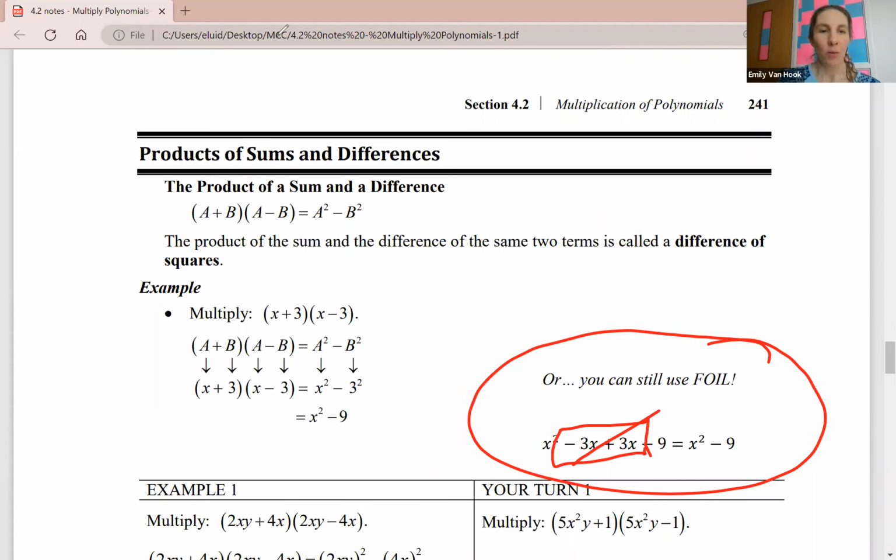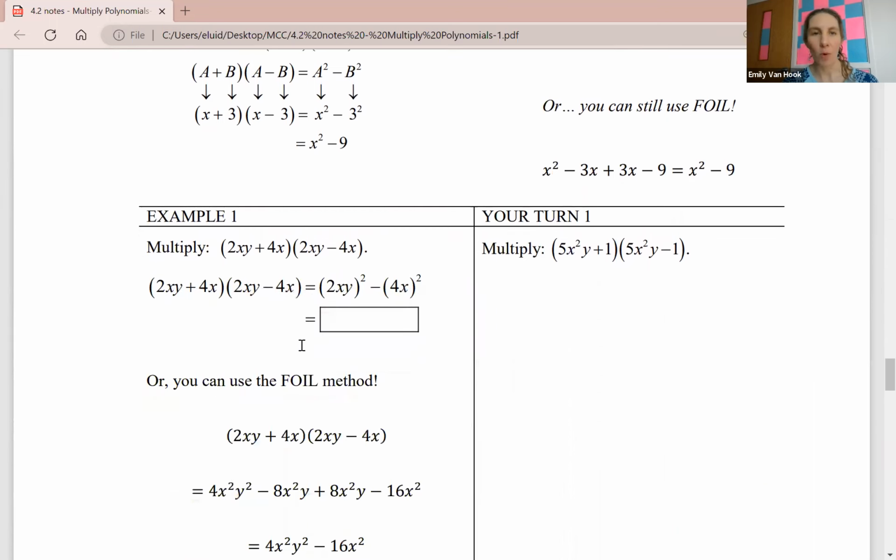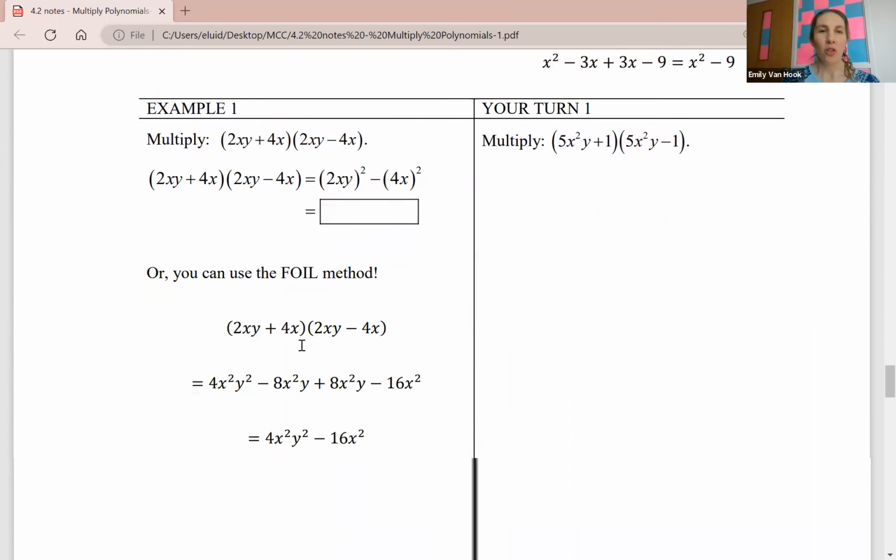We have, I think, one example to look at here. This one's a little more complicated because it has x's and y's in it. So I'm trying to show you both ways on the left side here. So 2xy plus 4x, 2xy minus 4x. So you have that a plus b, a minus b formula, or pattern, I guess. A plus b, a minus b.